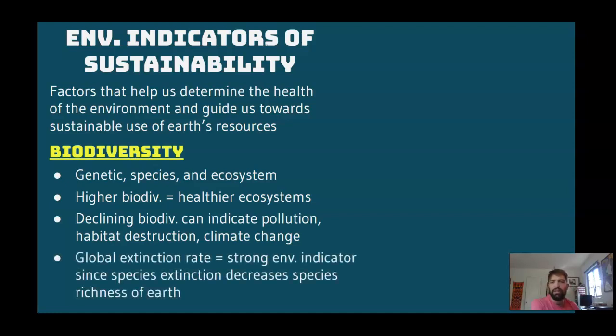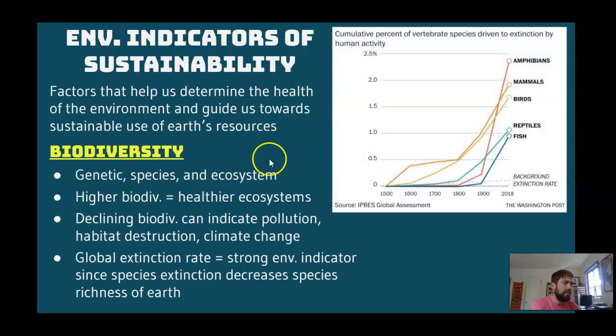Right now, the global extinction rate is a strong environmental indicator, since species extinction decreases species richness of Earth. So if you look at this graph, you'll see the cumulative percent of vertebrate species driven to extinction by human activity. So our indication of sustainability is very low at the moment, because many of the species on Earth are currently moving towards extinction.